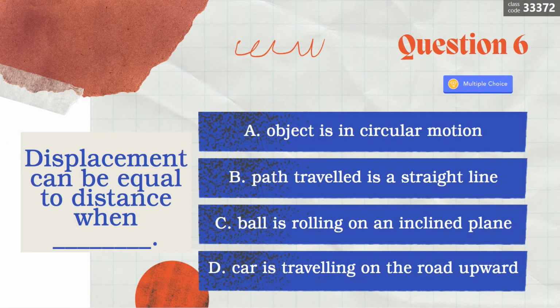Let's have number 6 question. Displacement can be equal to distance when blank. A, object is in circular motion, B, path traveled is a straight line, C, ball is rolling on an inclined plane, or D, car is traveling on the road upward? Okay, time is up. The correct answer here is letter B, path traveled is a straight line.